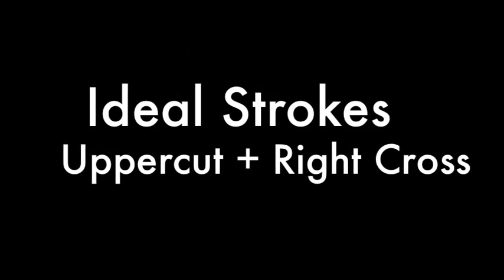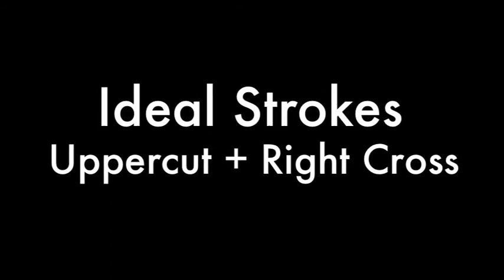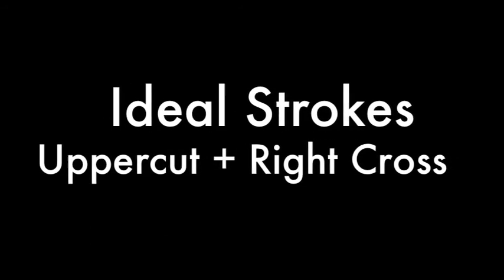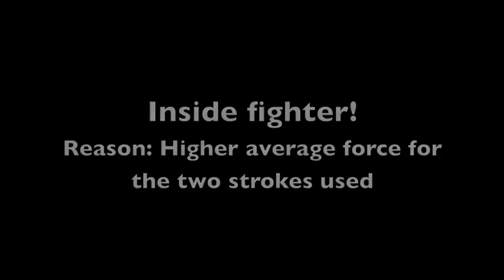According to our results, when you are facing an opponent, the two ideal strokes to use will be the uppercut and right cross, because it will give you the advantage of exerting the most force. However, if given the option to either choose from being an inside fighter or an outside fighter, you should choose to be an inside fighter.